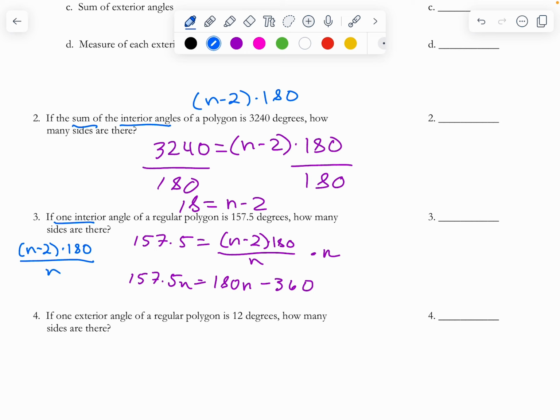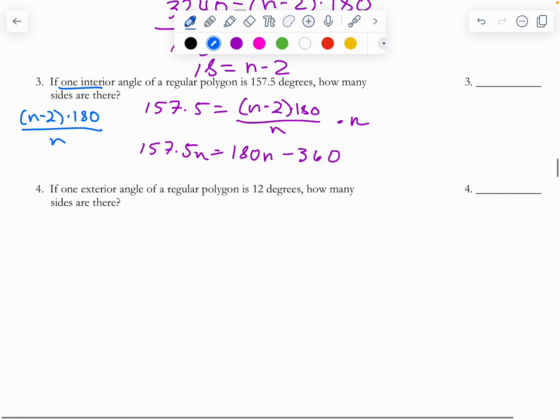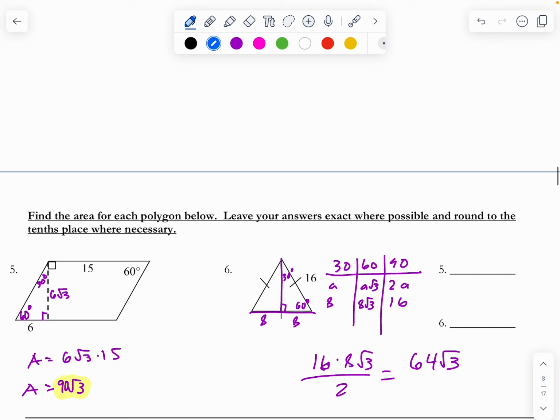I do have an example here. You can follow it along and finish it up. But I'm not going to do those in this video. For one exterior angle, remember, one exterior angle is just 360 because that's our total divided by the number that we had. And you should find that one as well.